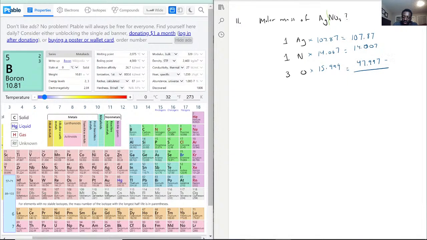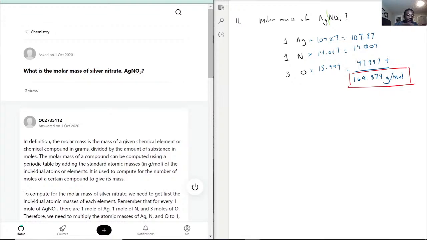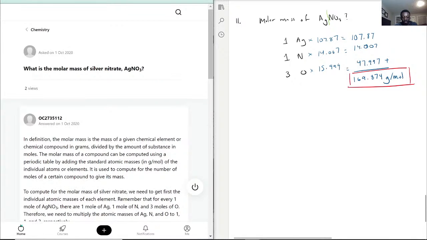47.997, plus 14.007, plus 107.87. Okay, 169.874 grams per mole. And that right there is your molar mass of silver nitrate.